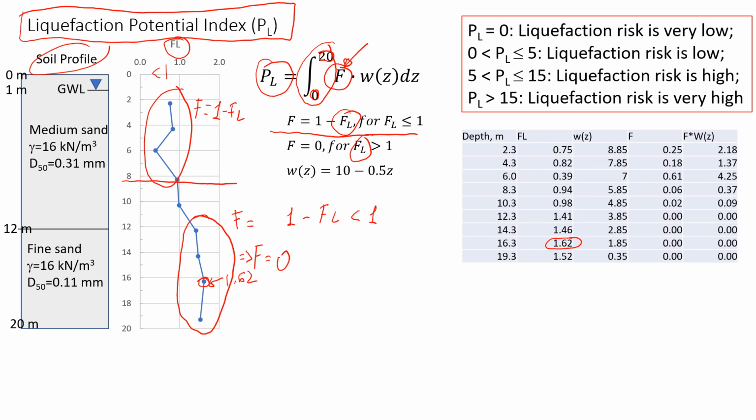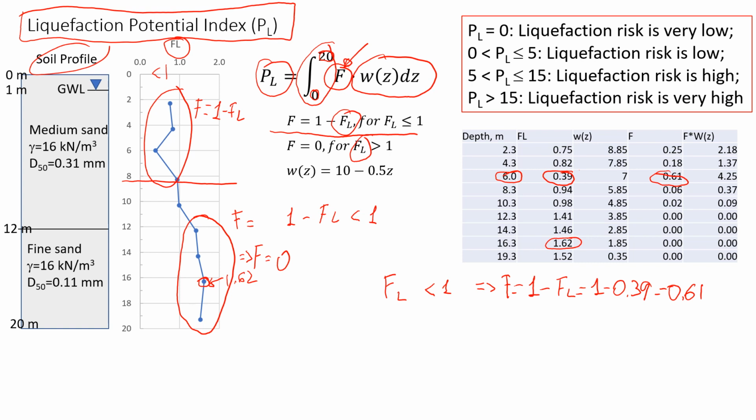Okay, so for this example, I chose a depth of 6 meters. Again, we have to do it for each depth, and we will have to sum up the numbers. For 6 meters, we see that the value of FL is less than 1, which means that F is going to be equal to 1 minus FL, and that will be 1 minus 0.39, which gives us a value of 0.61. Again, we're going to put more emphasis on the top part of the soil profile, and we're going to introduce this function W that will change with the depth.